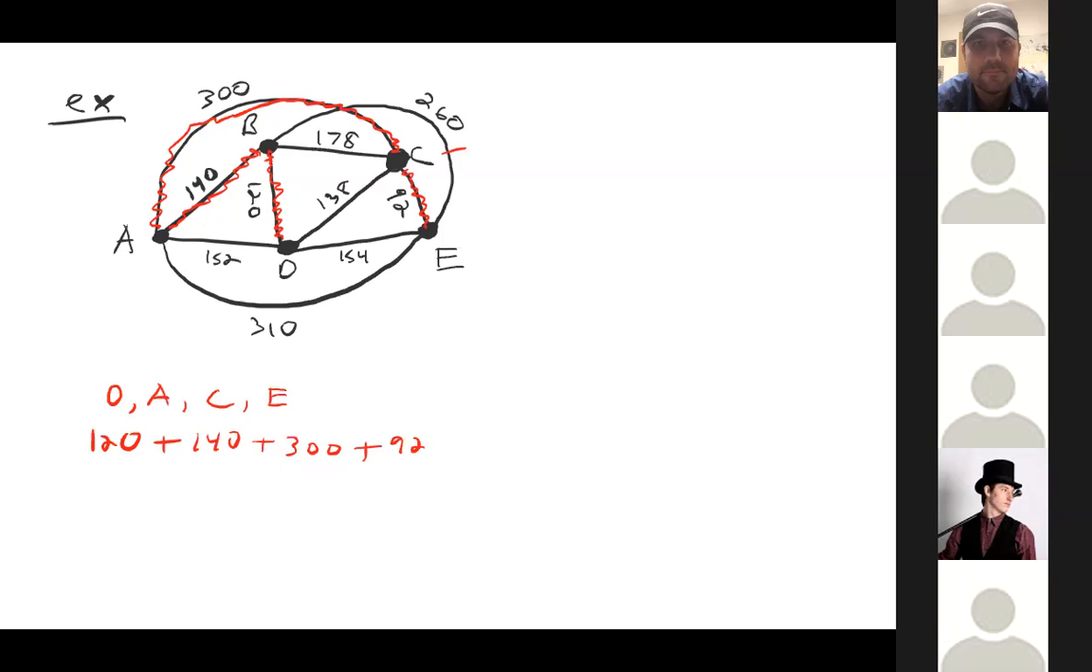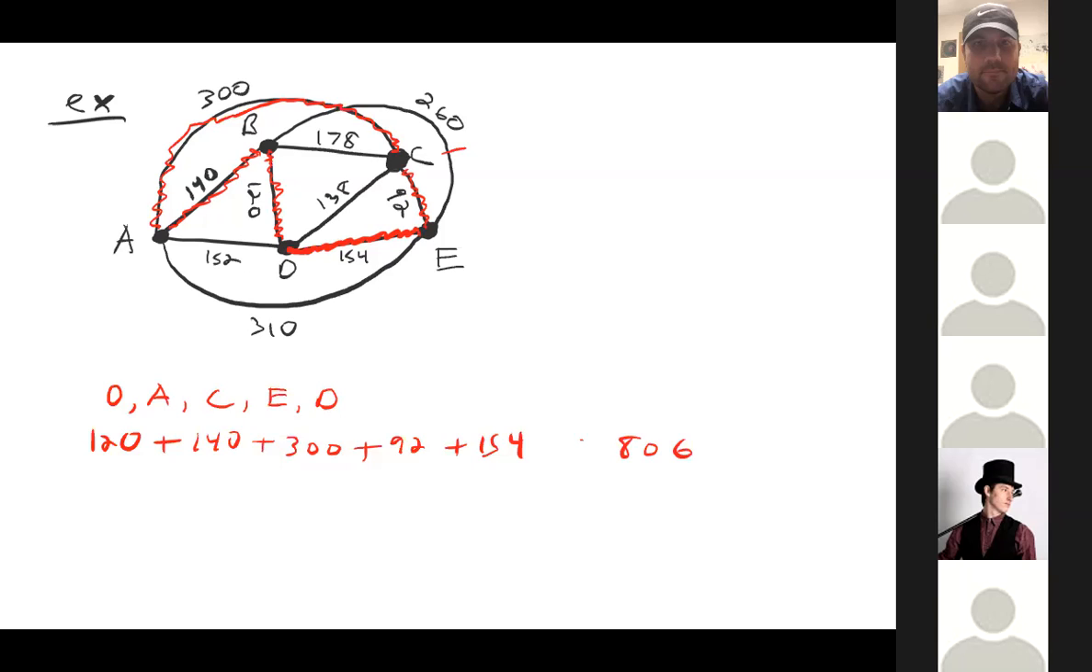For I've got to go back to where? The main point, D, because I'm a salesman, so I want to go back to where I started, right? That's a fair point. So 154. I got to go back to D. So once I've hit every city, I've got to go back to where I started. And that adds 154. So I'm going to add those up really quick here on my calculator. This is 120 plus 140 plus 300 plus 92 plus 154, 806 miles.